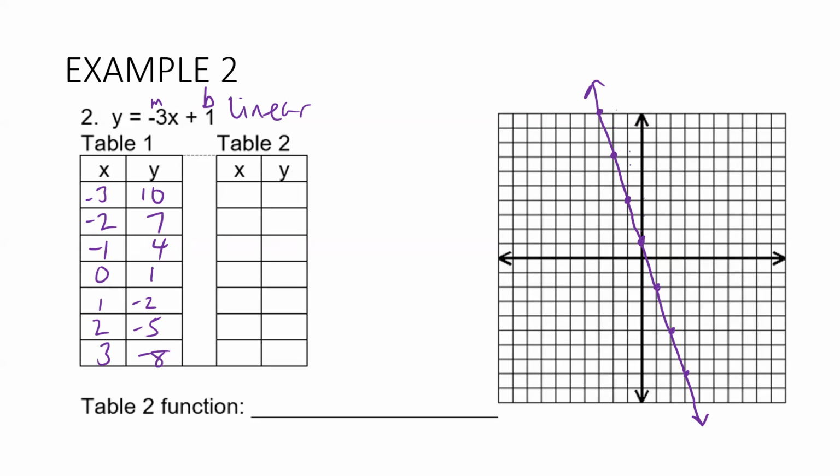Can I find the inverse from this and then find its equation? How do I find the inverse? I'm just going to flip them, right? I switch my x and my y. So we're going to flip.